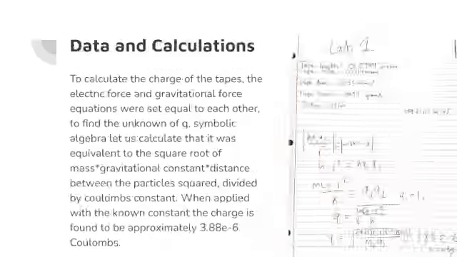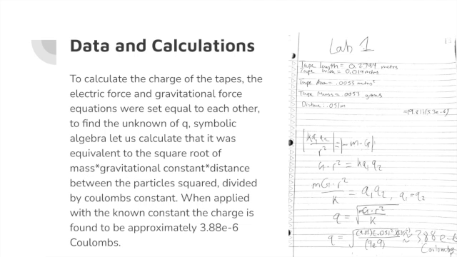Data and calculations. To calculate the charges of the tapes, the electric force and gravitational force equations were set equal to each other. To find the unknown Q, symbolic algebra led us to calculate that Q is equivalent to the square root of mass times gravitational constant times distance between the particles squared, divided by Coulomb's constant. When applied with the known constants, the charge is found to be approximately 3.88e-6 coulombs.